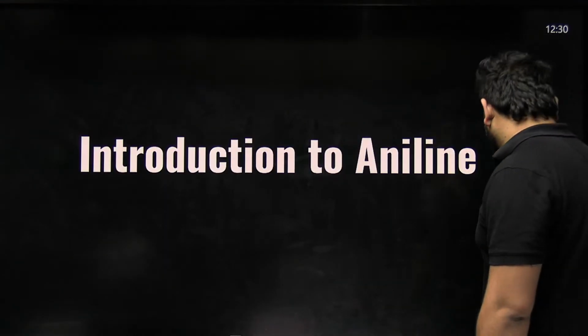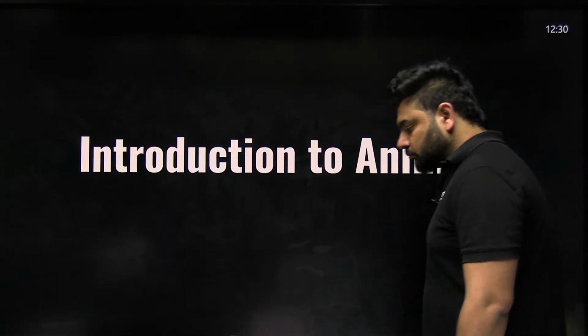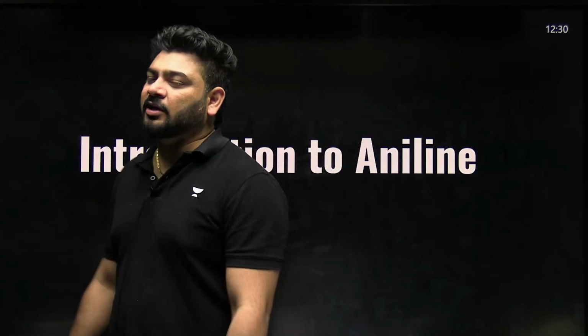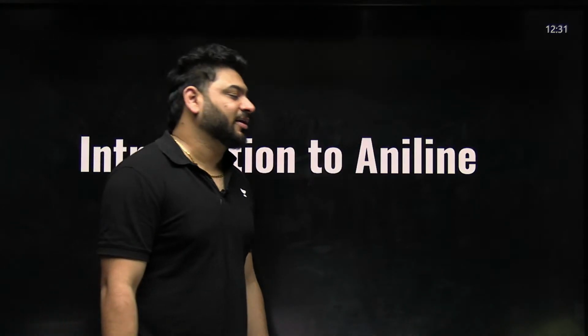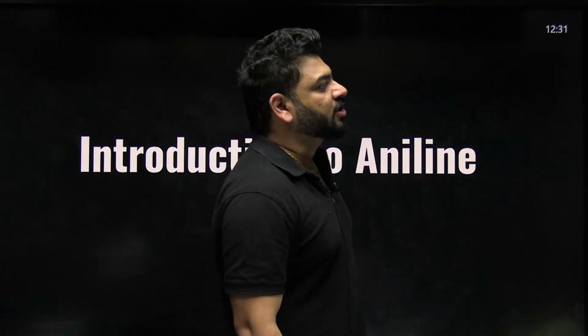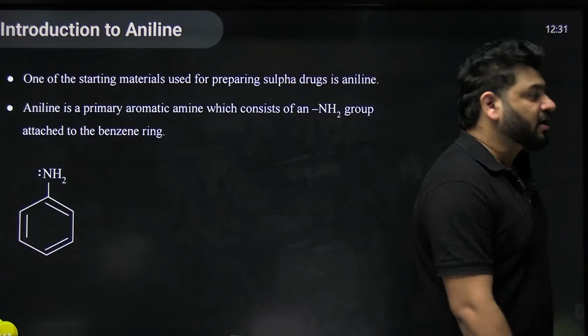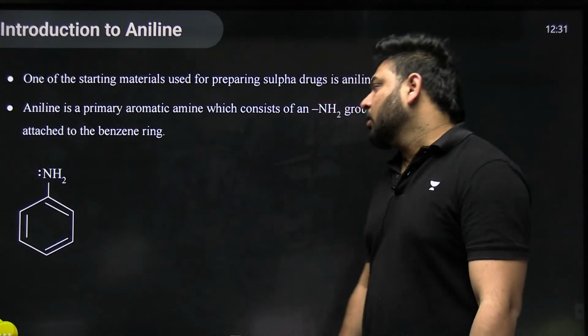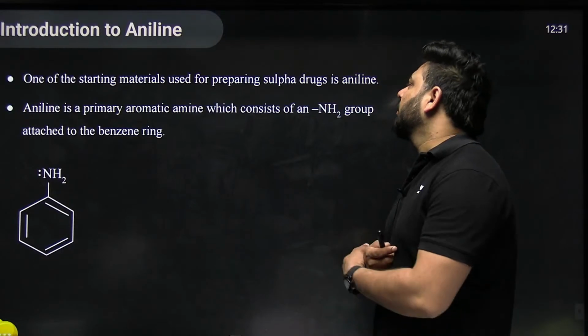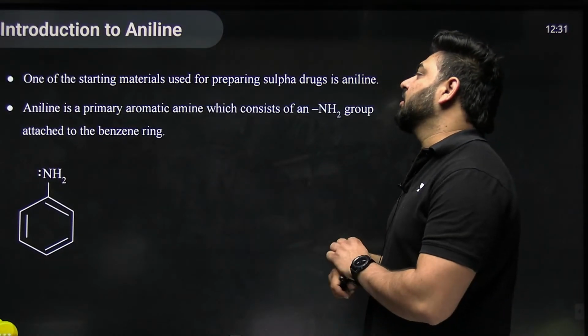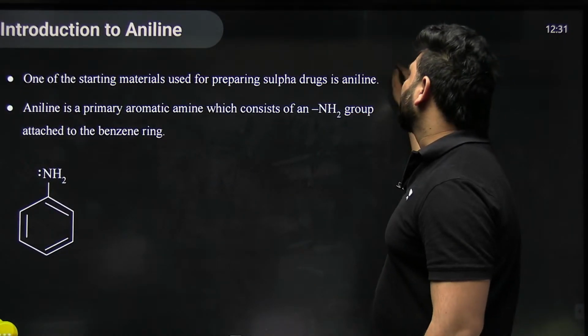Next is introduction to aniline. So till now we have studied about the 1 degree, 2 degree, 3 degree amines only, their preparation, their properties, their chemical reactions. Now we'll come to aniline and how it is made, and this is how it looks like, and one of the very starting materials used for the sulfa drugs is aniline.